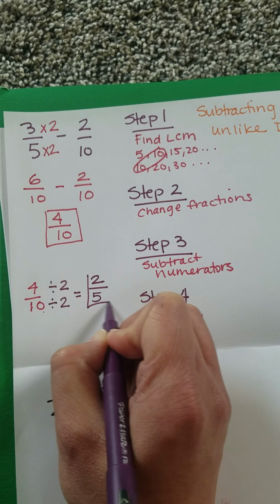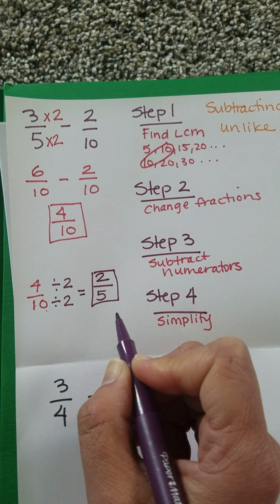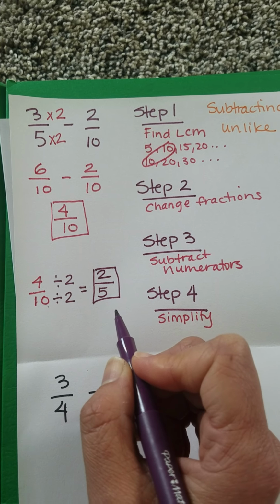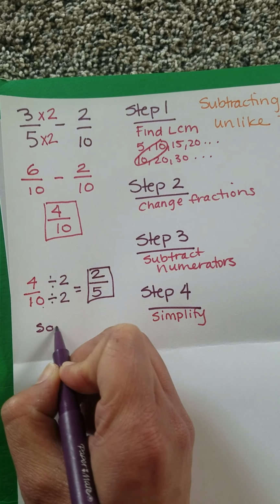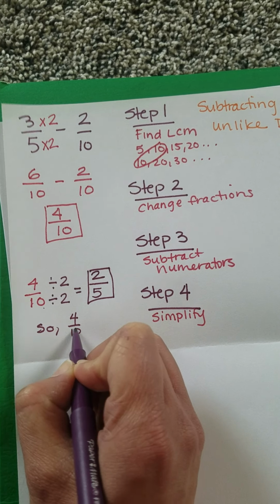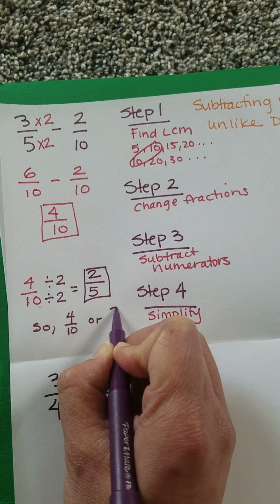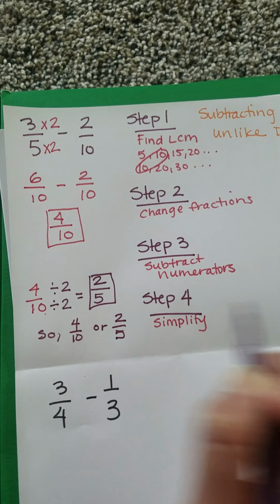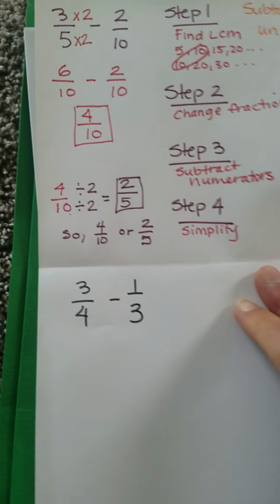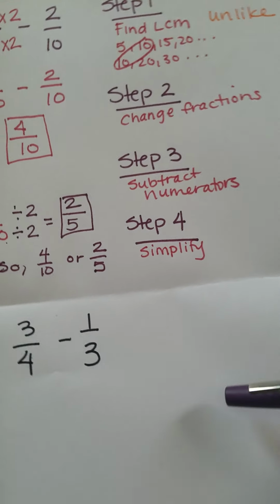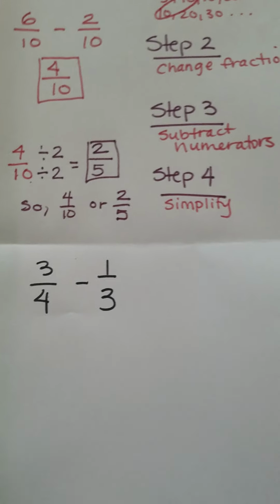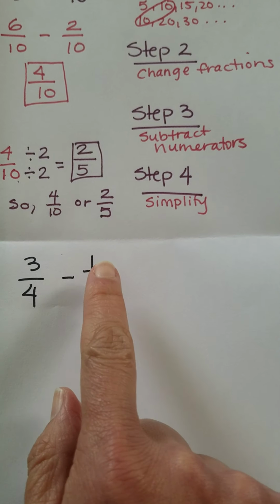So notice, we just found 2 equivalent fractions or 2 answers. So our answer could be 4/10 or 2/5. So let's try another one. Let's look at our next fraction. So I want you to go ahead and look at your paper. Notice we have 3/4 minus 1/3.